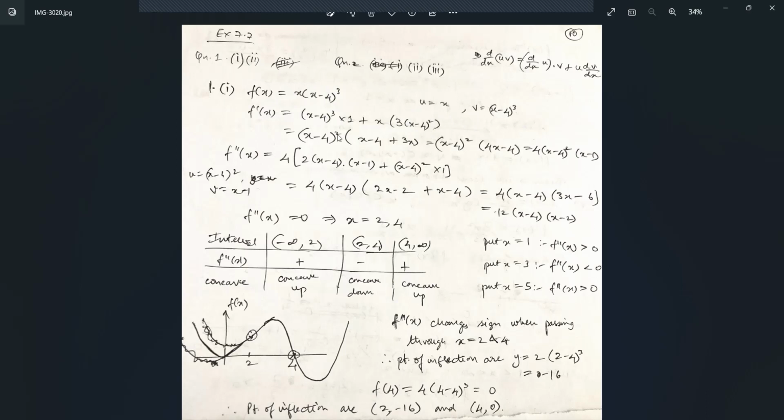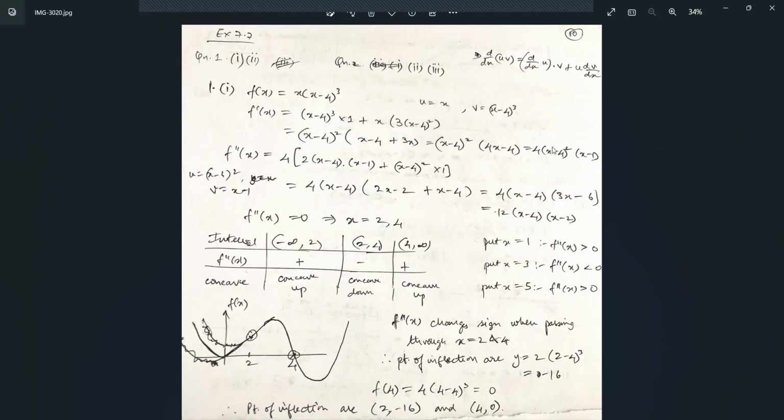So here I am taking (x minus 4) the whole square common outside, and in the brackets I have x minus 4 plus 3x. While we simplify, what we get is (x minus 4) the whole square into (4x minus 4). So I get 4 into (x minus 4) the whole square into (x minus 1). Now for f double dash of x, we differentiate this again using the product rule.